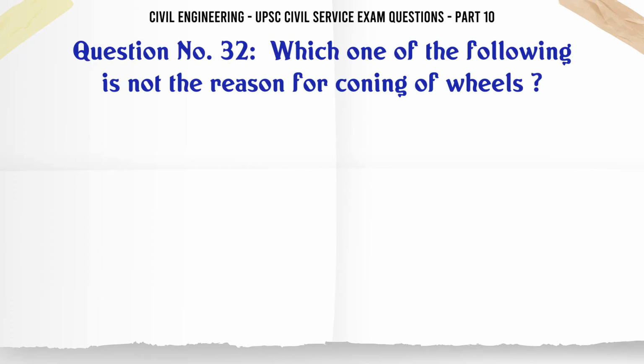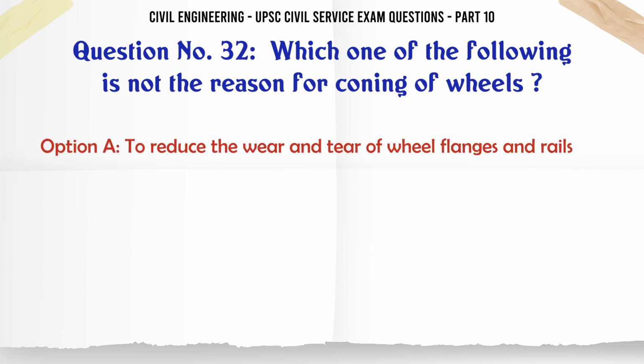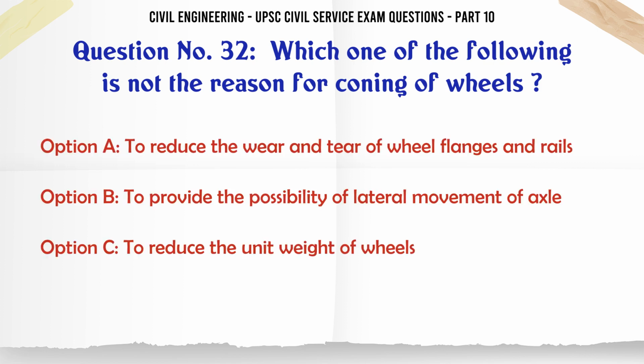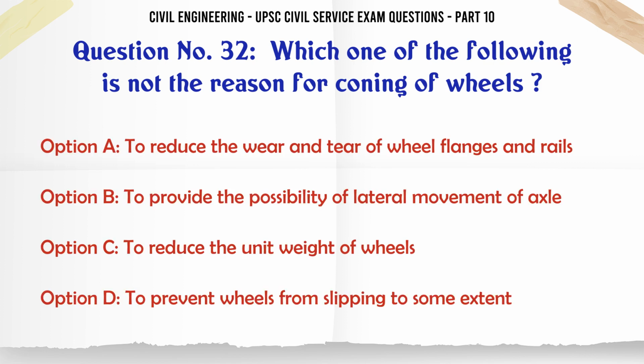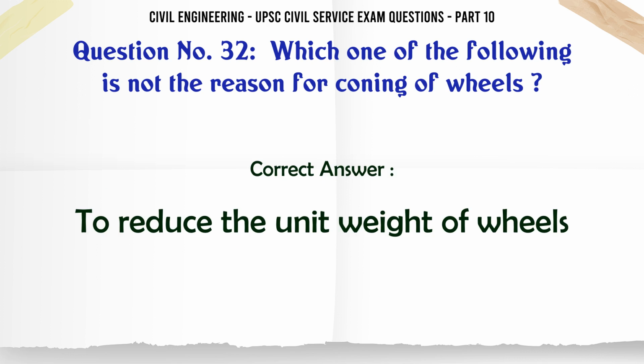Which one of the following is not the reason for coning of wheels? A. To reduce the wear and tear of wheel flanges and rails. B. To provide the possibility of lateral movement of axle. C. To reduce the unit weight of wheels. D. To prevent wheels from slipping to some extent. The correct answer is to reduce the unit weight of wheels.